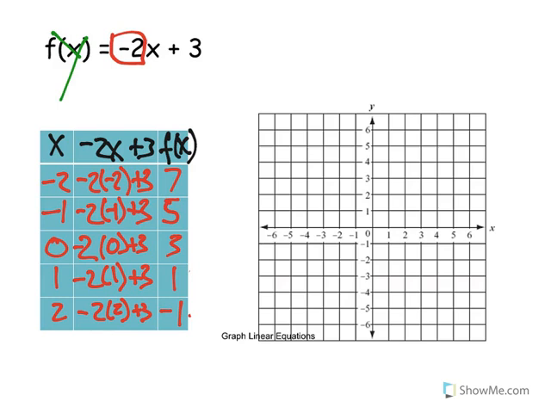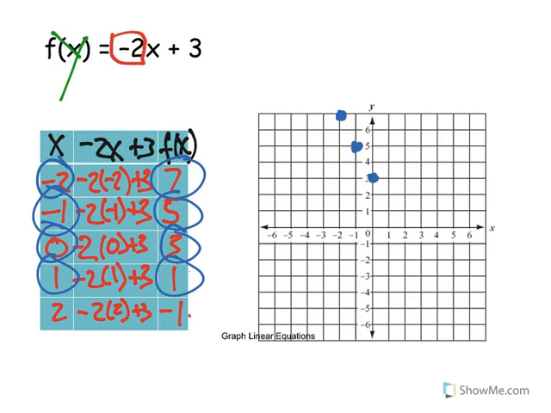I'm not going to write out the ordered pair for you. The first ordered pair is -2, 7, which is here. And then I've got -1, 5. And then I've got 0, 3. I've got 1, 1. And I've got 2, -1.